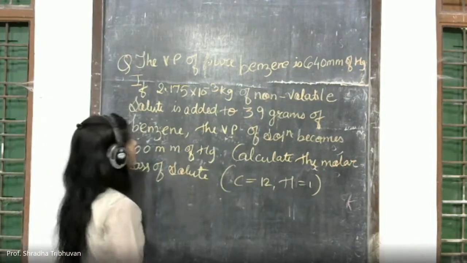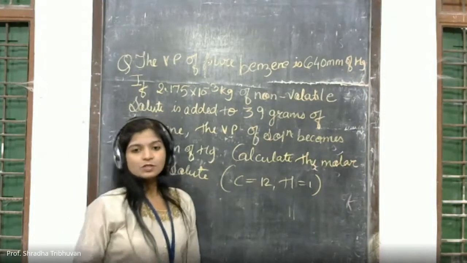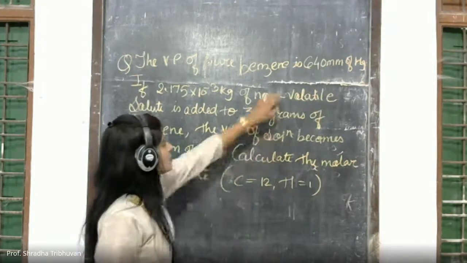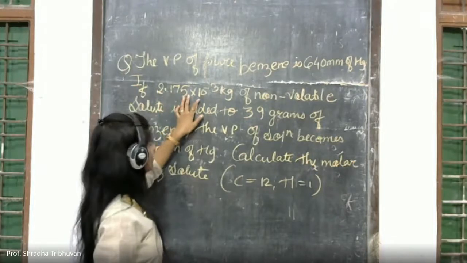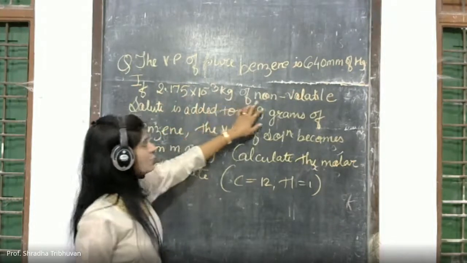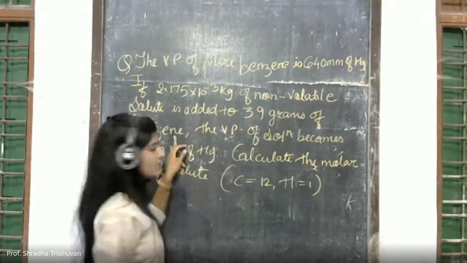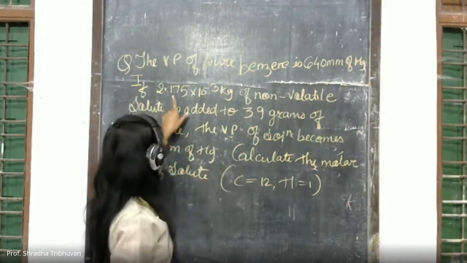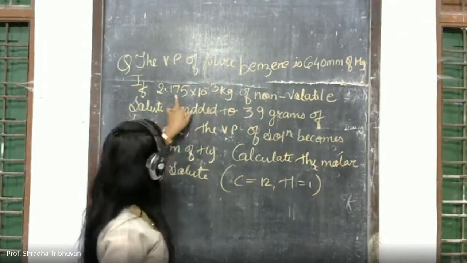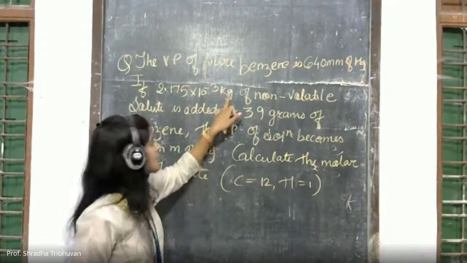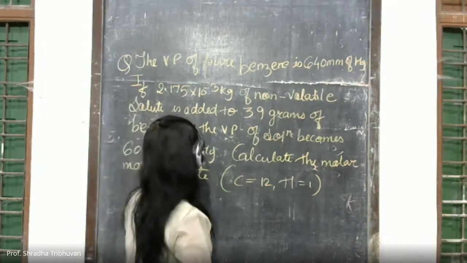See now, the vapor pressure of pure benzene is 640 mm of Hg. If 2.175 into 10 raised to minus 3 kg of non-volatile solute is added to 39 gram of benzene. This much weight of solute is given to you.